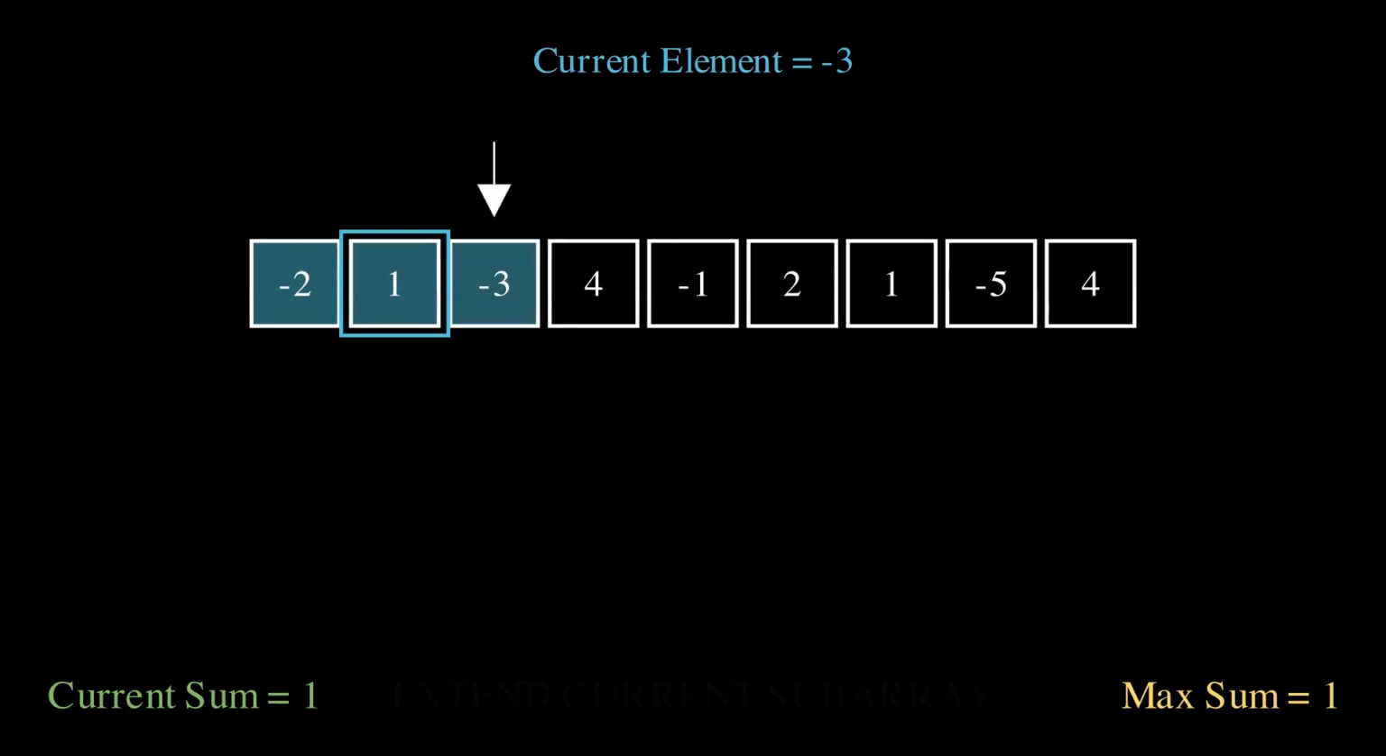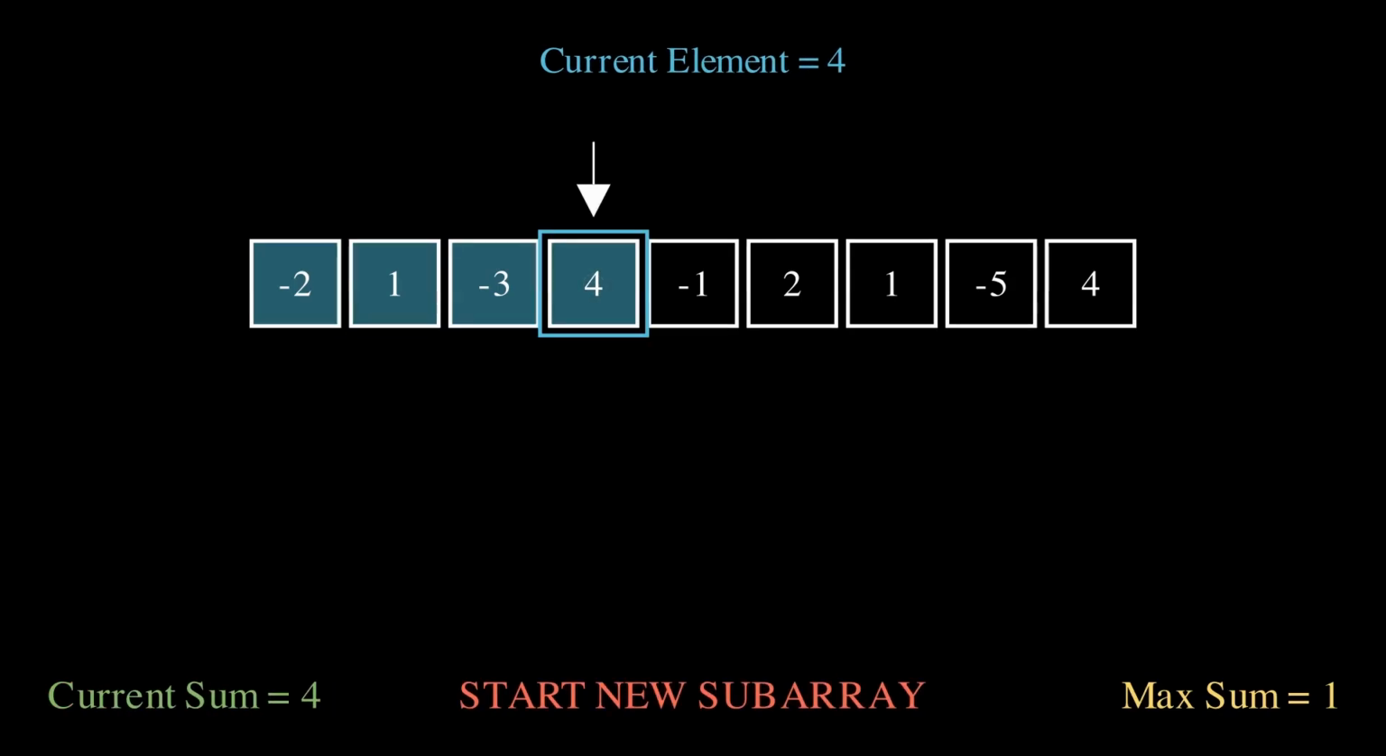Next comes -3. Adding it reduces our current sum. Current sum becomes -2. Maximum sum remains unchanged. Now we encounter +4. Again, we have a decision: extend the previous subarray or start fresh from 4. Clearly, starting fresh is better. So we begin a new subarray. Current sum becomes 4, and maximum sum is updated to 4.